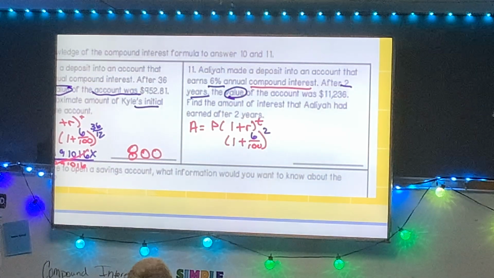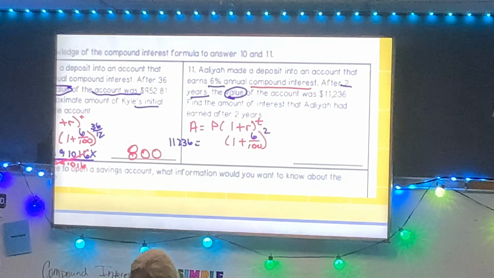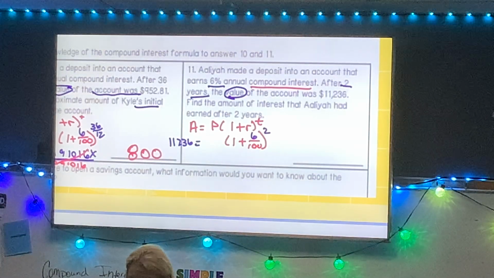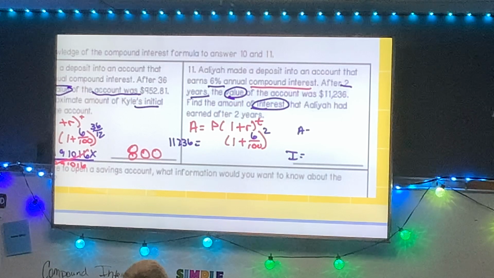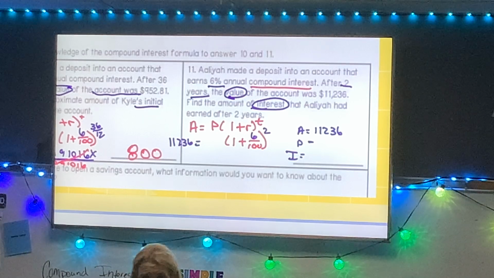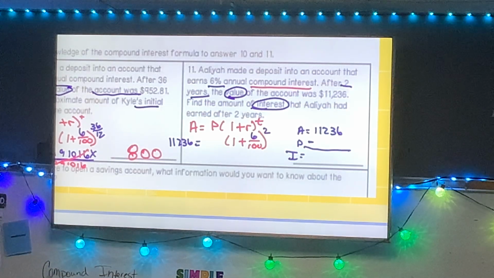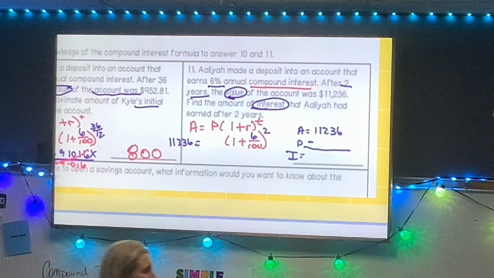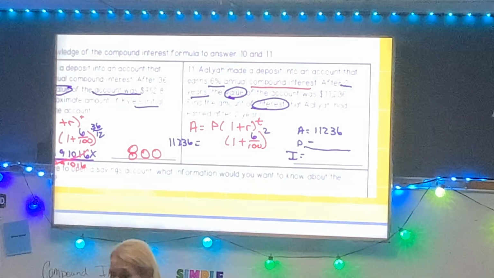The value of the account, so my A is 11,236. Now, look what the question says. Stop working ahead. Look what the question says. Find the amount of interest. So to get my I must take my A, so I'm gonna go ahead and write that out so I don't forget to do that, and subtract my P from it here in a minute. So do you see how I've already set it up? So once I get my answer, I know I'm not finished. Because to get the interest, we have to take our account balance and subtract our principal. And they're not asking us just for our missing principal.